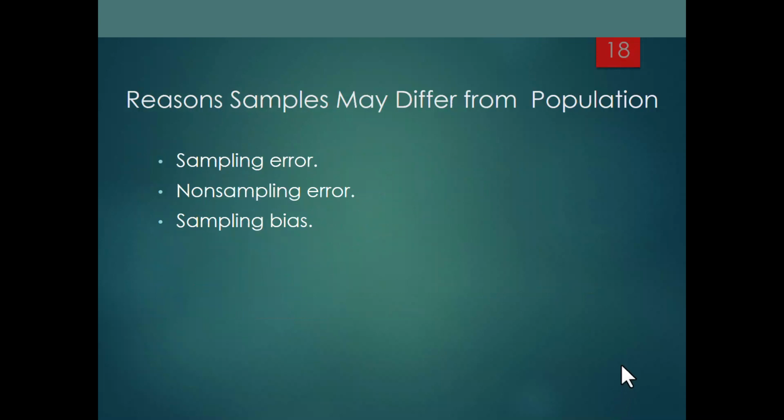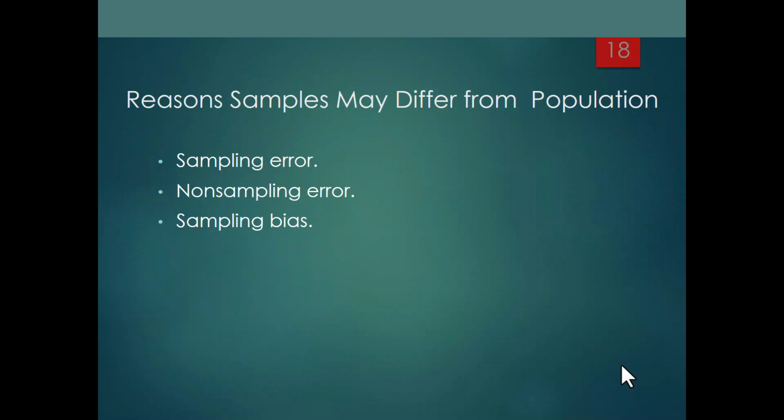So there are reasons why your samples may differ from the population. These may be because of sampling errors, non-sampling errors, or sampling bias. Sampling errors are produced by using strategies that overrepresent a portion of the population. Error generally decreases as sample size increases, and random sampling can also help reduce error. One way to fix this error is to increase your sample size. So the larger your sample size, the lower your sampling error.